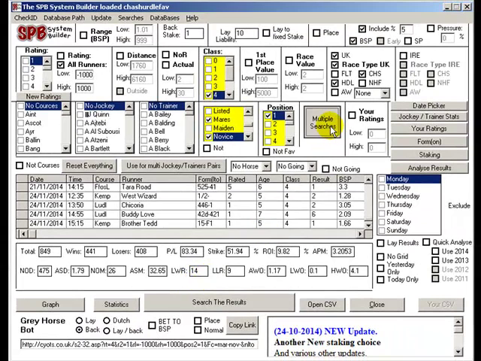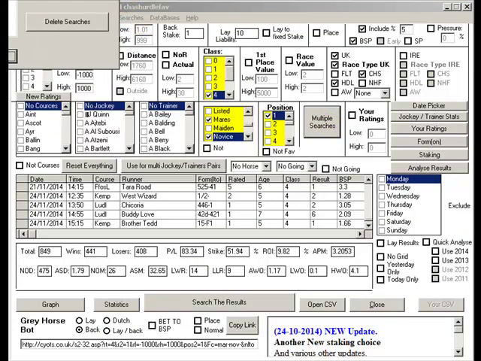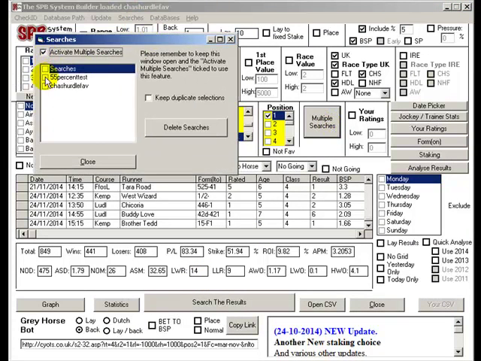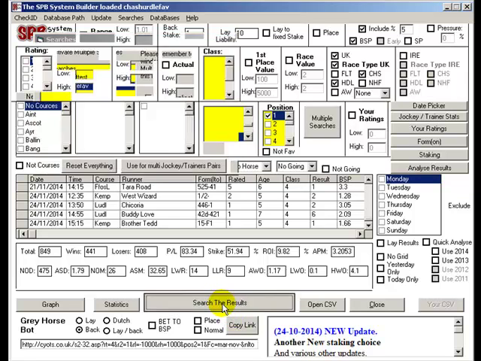Now, remember I said that we'll keep it for the moment as we won't use duplicate selections. We'll do what we would do if we were multi-combining them, so they delete one of the selections. So we'll do a search on that.